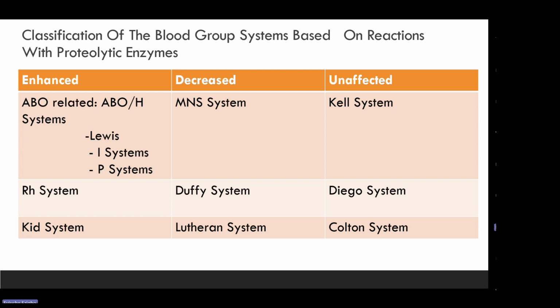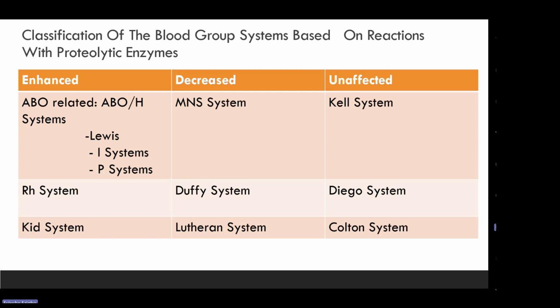Okay, so classification of the blood group system based on reactions with proteolytic enzymes. Blood groups are classified based on various characteristics, but using how they react with enzymes, we can say that there are some blood group systems whose activity enzymes enhance, or enzymes decrease, or they are unaffected by enzymatic activity.